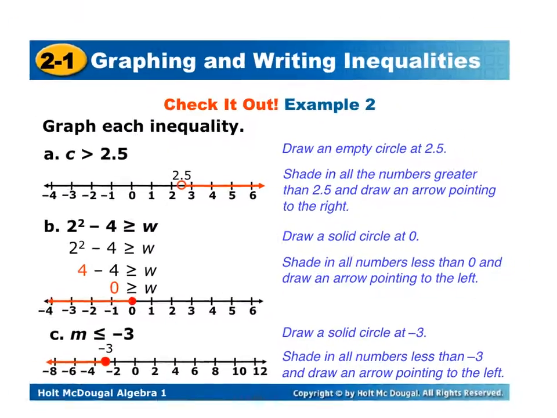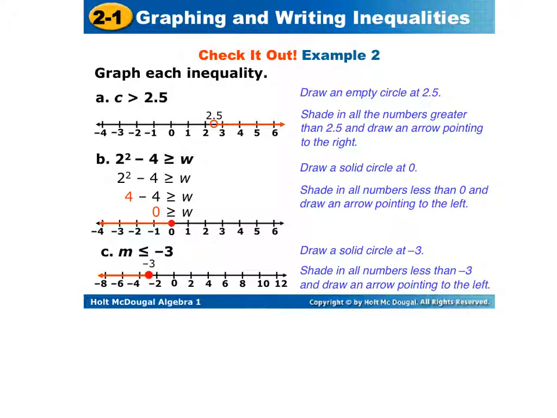Here's another one. Again, it's a decimal. They've provided the number line with just integers on it. So 2.5 would be halfway in between the 2 and the 3. Again, it's an open circle, and it's going to the right.